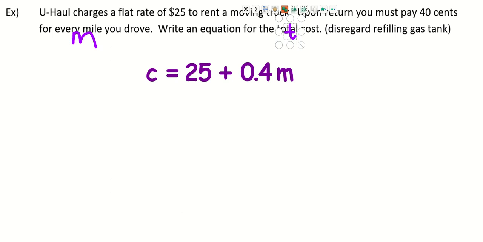I should have known. And so there you go. It's going to be 0.4 times m, which is 40 cents times whatever the number of miles is, plus this $25. But then again, in real life, also plus the gas that you used. Okay. Thank you for following along. That was 2.1.